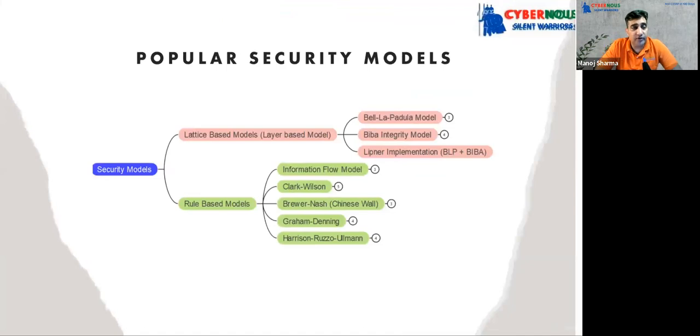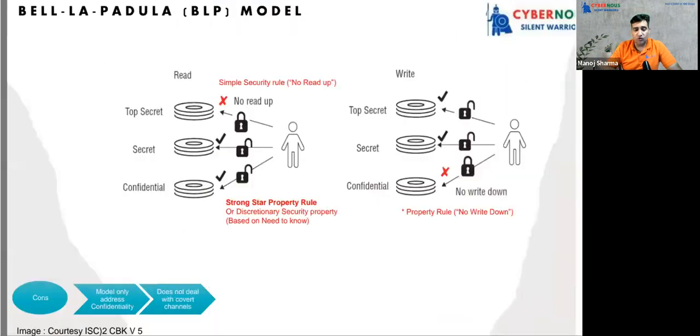When it comes to lattice-based models, we will talk about three models here. One is Bell-LaPadula, the Biba integrity model, and the Lipner implementation model, which is nothing but a mix of Biba and Bell-LaPadula. Then we have rule-based systems. In this, we have the information flow model, Clark-Wilson, Brewer-Nash, Graham-Denning, and Harrison-Ruzzo-Ullman models. Okay, let's get into this a little bit more.